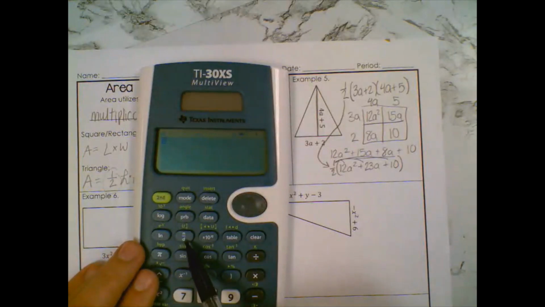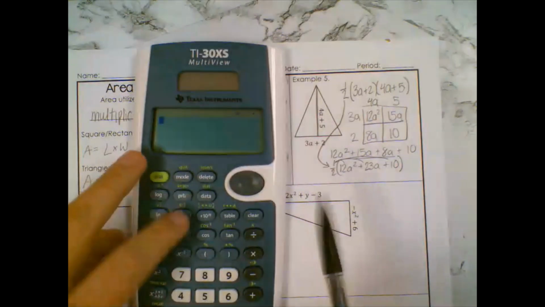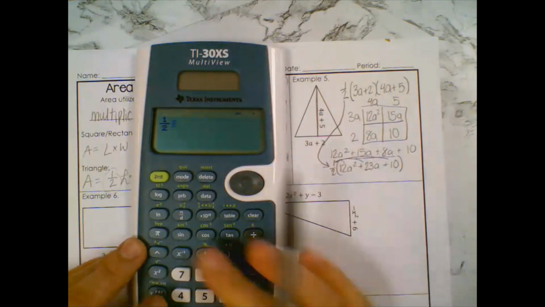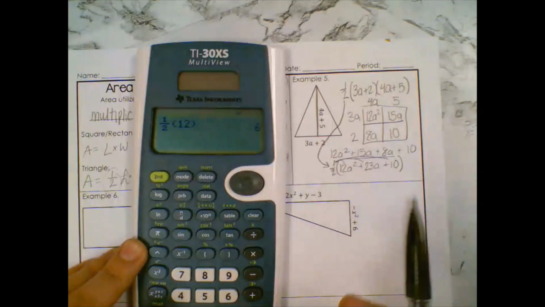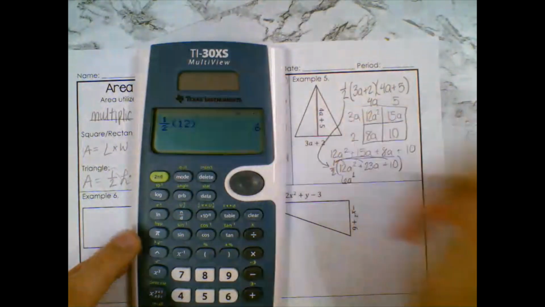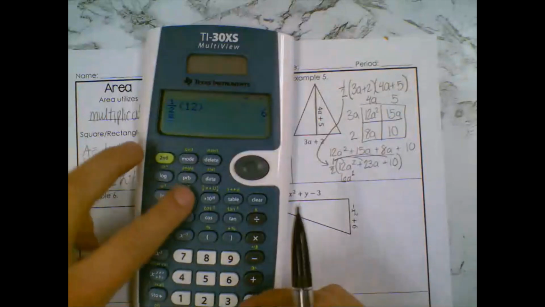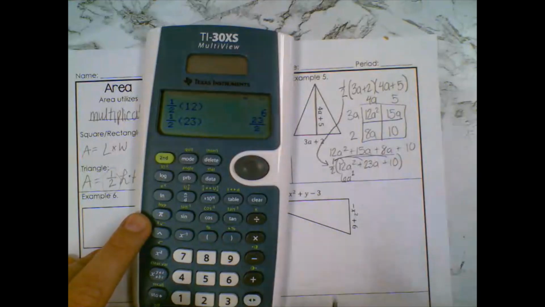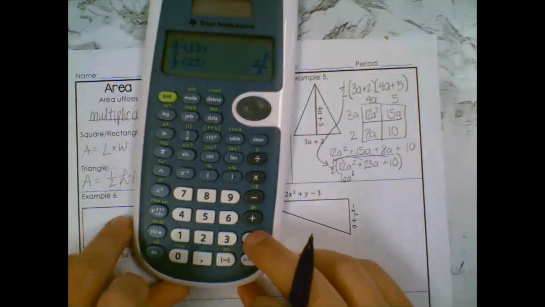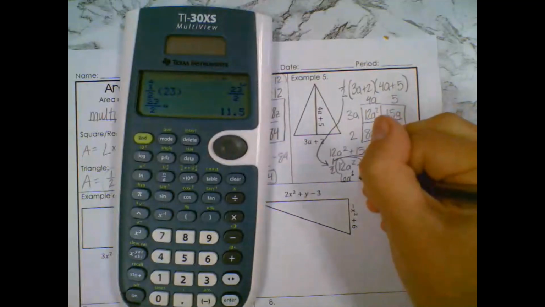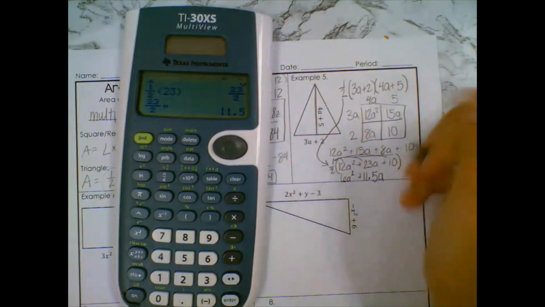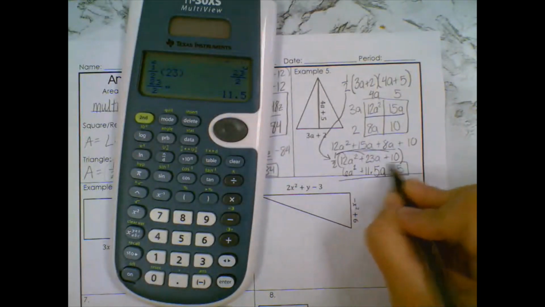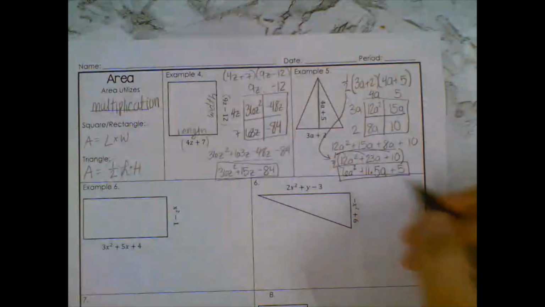This is the fraction button right here, the n over d. So if you look, I can do 1, arrow down, 2, and then arrow over. So 1/2 of 12. That's going to give me 6a to the second. And I'm just going to do that for every one. 1/2 of 23. So this is going to give me a fraction. So what you can do is press this arrow button, and it's going to give me the decimal. So plus 11.5a. And then 1/2 of 10, that would give me 5. And that's my answer.